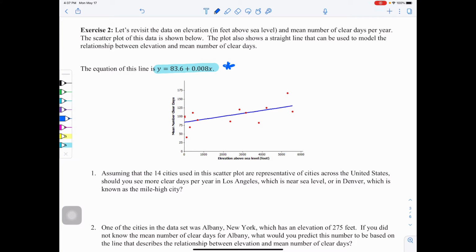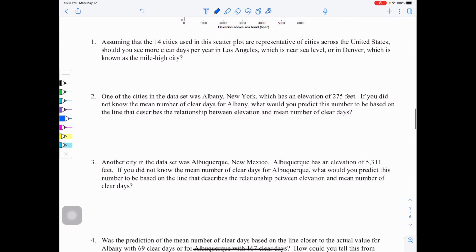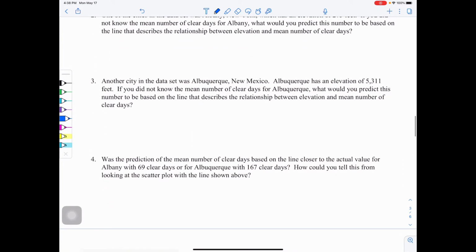This is extremely important to us because we can use that equation of the line to help us make predictions about this situation. So at this time, again, what I would like you to do is pause the video, and you are going to try questions 1 through 4 underneath exercise 2. Once you have done that, please resume the video to go over your answers.